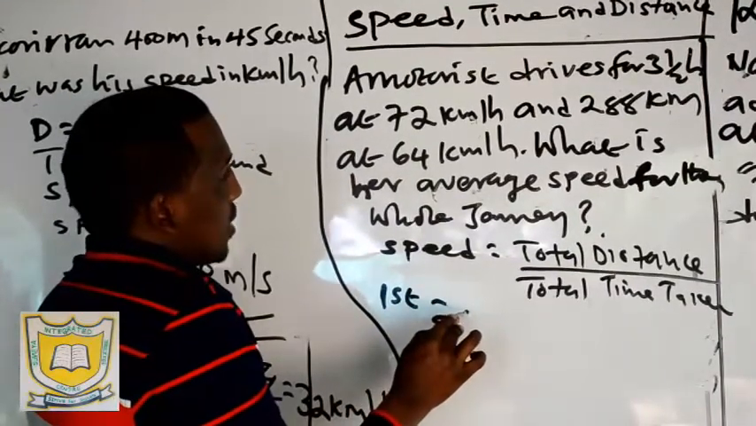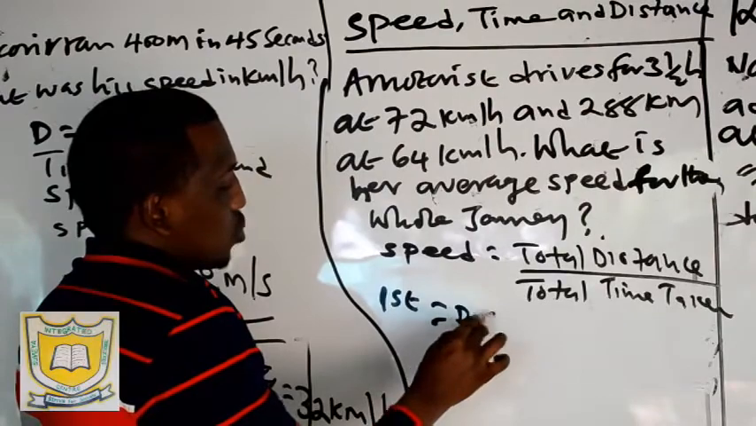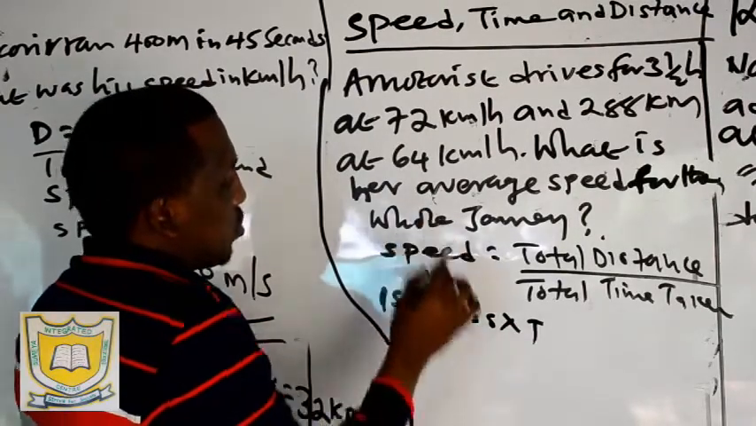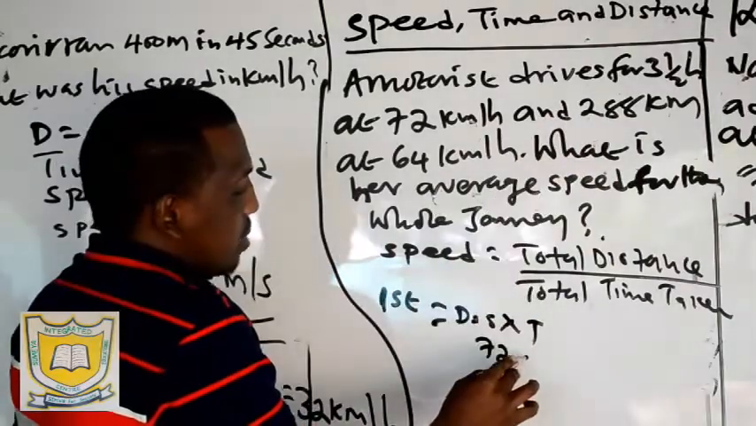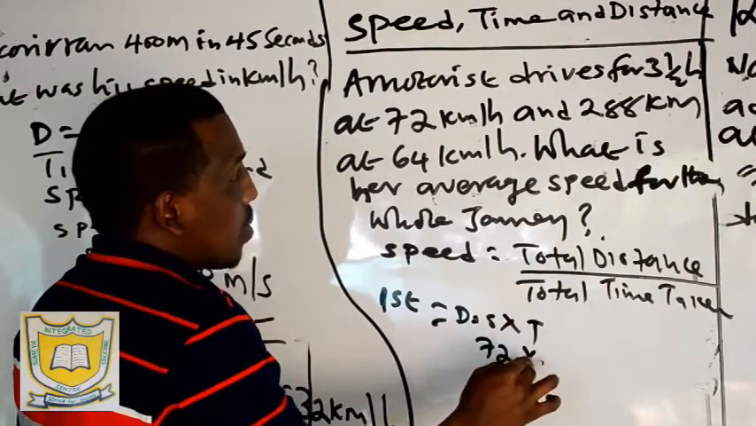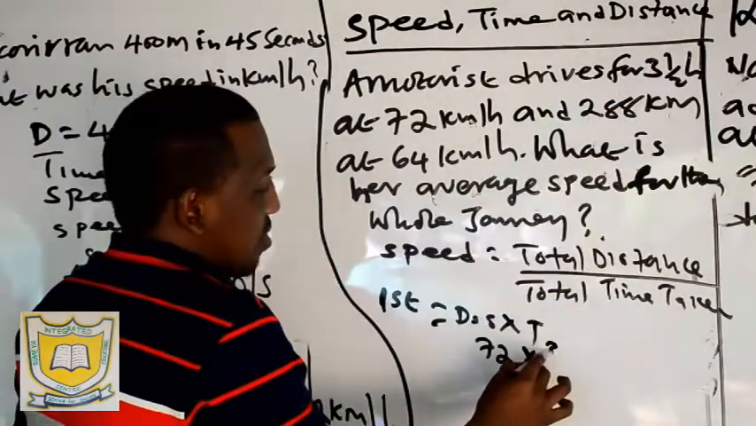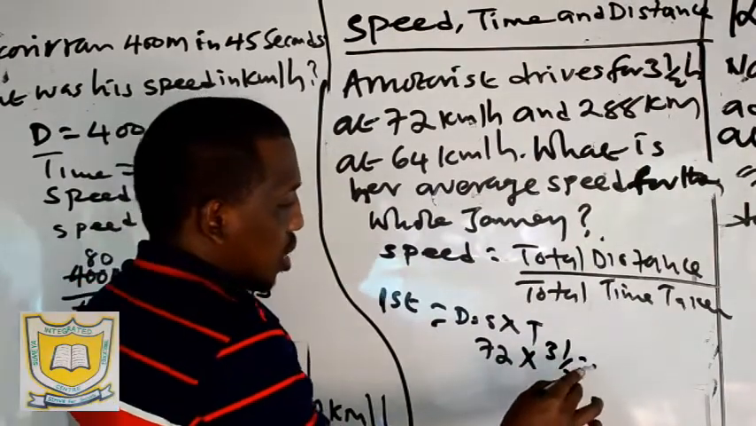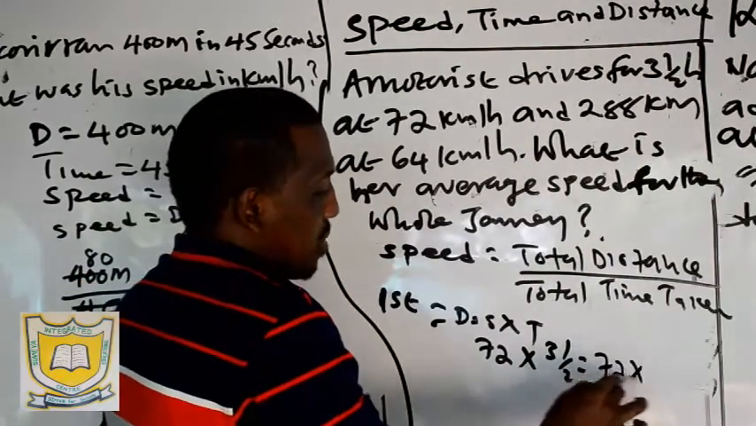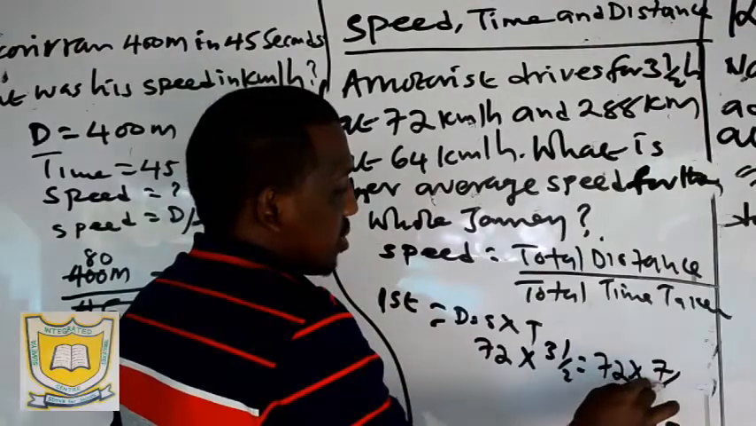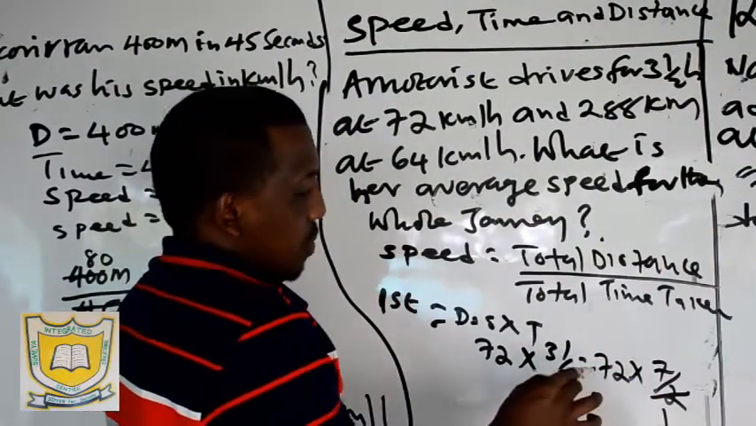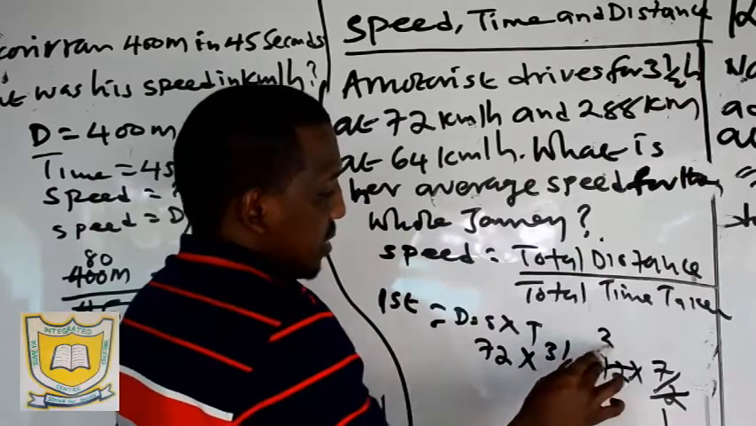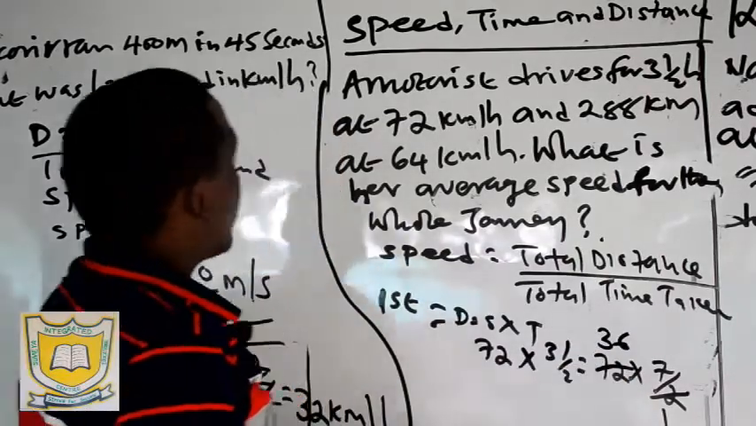The first one. So let us get the distance. Distance is equal to speed times time. Speed, which is now 72 kilometer per hour, times the time taken, 3.5 hours, which equals 72 multiplied by 7 over 2. So by 36 now, we multiply.